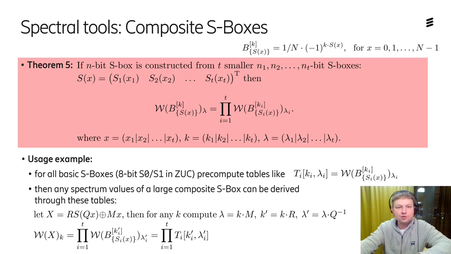Let me give an example of how this all may be used. So for all basic S-boxes like S0 and S1 in ZUC, we precompute lookup tables that contain spectrum values for all pairs K and lambda. Then assume the composite S-box is expressed as a number of linear transformations R and Q applied in between the parallel sub S-boxes. And we will approximate that composite S-box by a large matrix M times X. Then for any spectrum point K of the approximation noise of such a composite S-box, we derive intermediate indices K prime and lambda prime. Then the spectrum value of the composite S-box approximation, or the noise variable, at the point K will be the product of subspectrum points in corresponding lookup tables that we have precomputed earlier. So this is a very efficient way to probe the spectrum of a composite S-box without actually having to construct the spectrum itself.